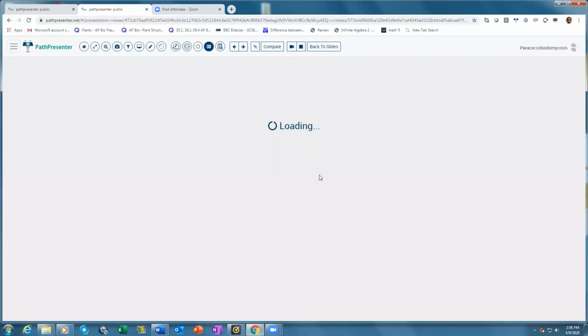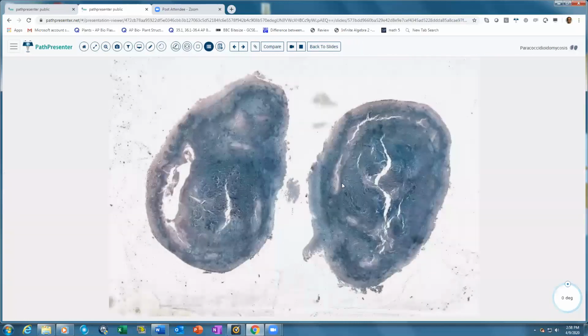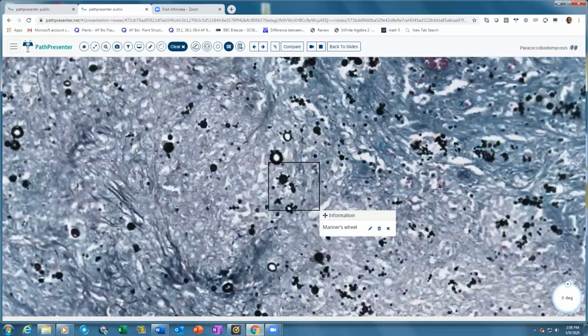The mariner's wheel is more easily seen on the GMS. When you look at the GMS, you can see the mother and daughter sporangia. So the mother and then the daughter, and that is what causes the mariner's wheel-like appearance. Most of them have it here on the GMS. So that is very, very classic for Paracoccidioidomycosis.